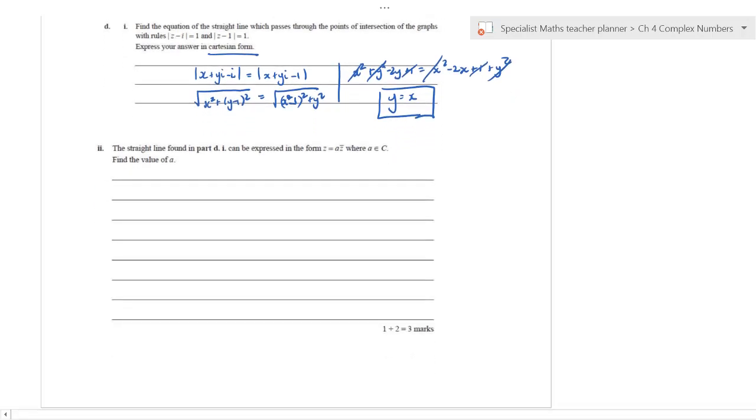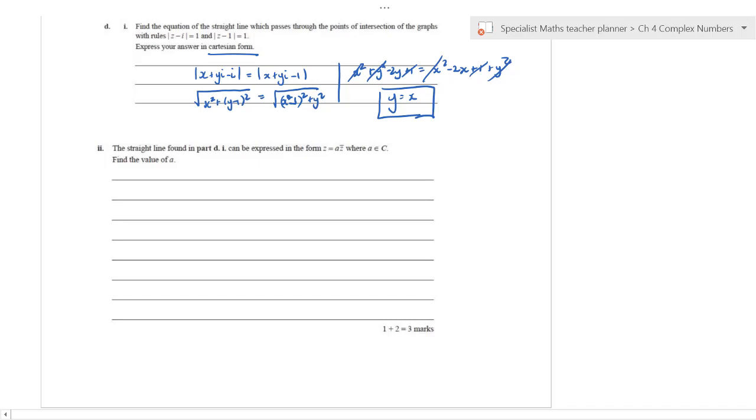Okay? Now, it says here, find the straight line found in part (i) that can be expressed in this form, z is equal to alpha z bar. Now, the thing is that in complex numbers, there's always going to be in the exam 2 or 3 abstract marks, which is what separates most of the students. The strong students get the first 7 marks in this case, and then there's 2 marks where it's a little bit out of the ordinary.